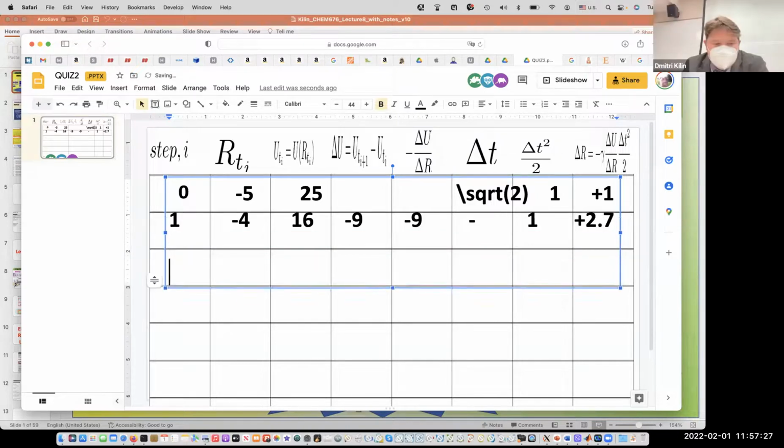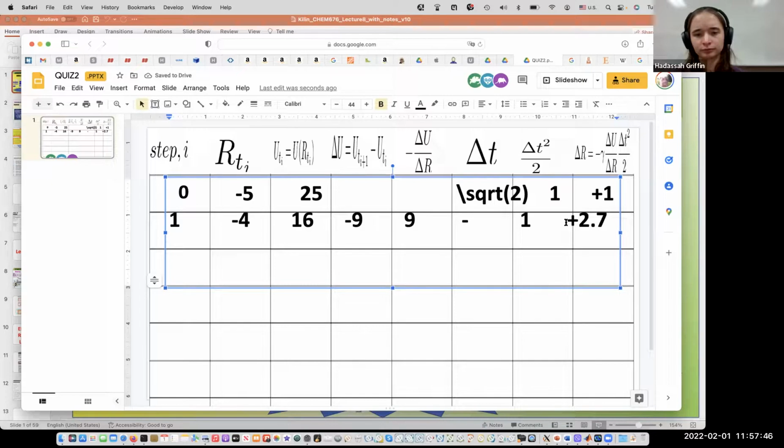Great. And just a quick question. On the second line under negative delta u over delta r, should that be a +9 since you have negative 9 divided by 1? Yes. Okay. And the increment is positive, I think.